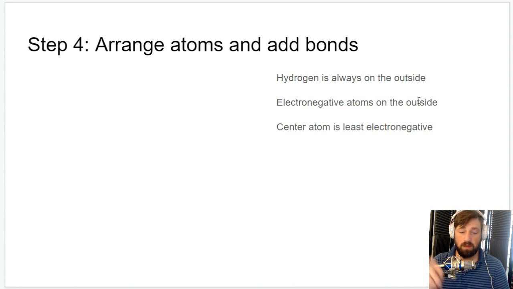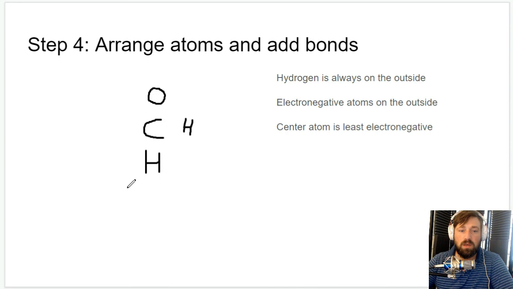Remember, it's on the top right. So that electronegative property of oxygen is going to mean that it's not really going to want to share as many of its electrons. It's going to be on the outside of the molecule. So I know that carbon is probably going to be in the center. It's the least electronegative, so it's going to be my central atom. Then I know that oxygen is going to be on the outside as well. And then hydrogen and hydrogen are going to be on the outside as well.